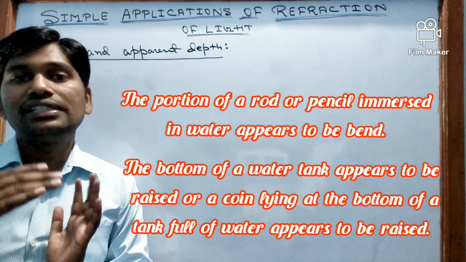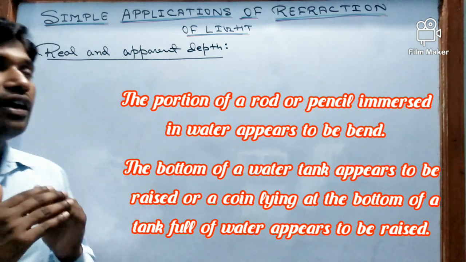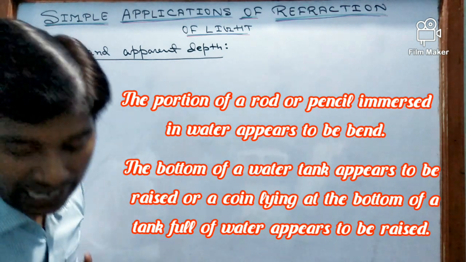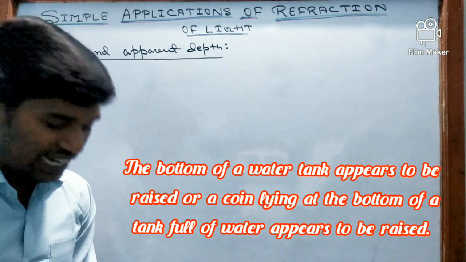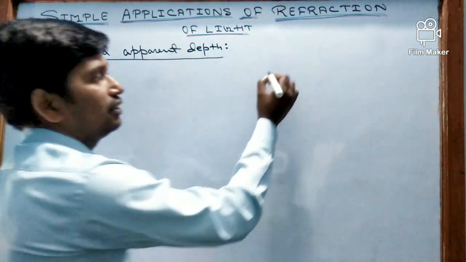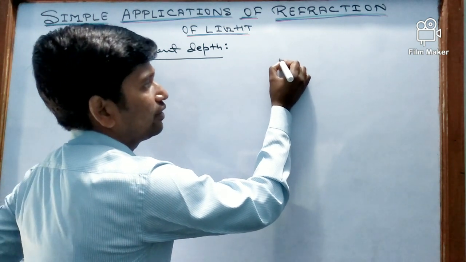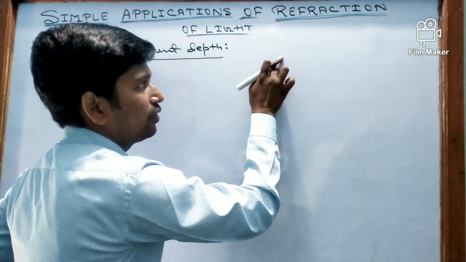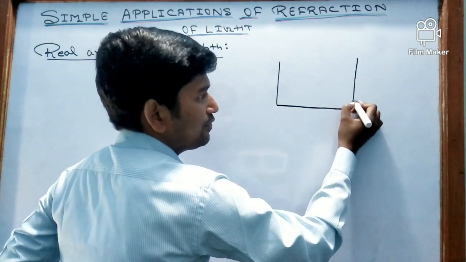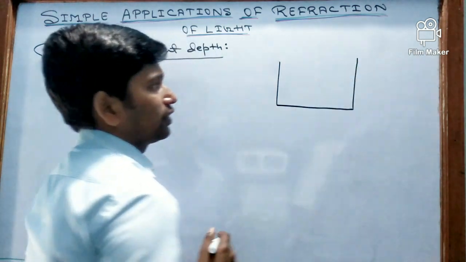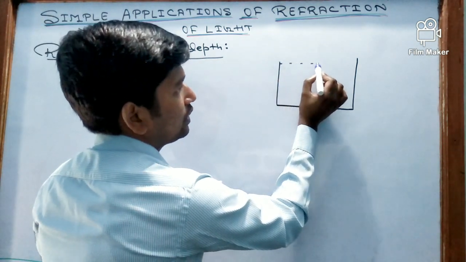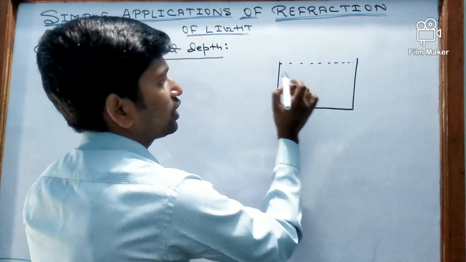So let us see about real and apparent depth. So what is real and apparent depth? For that we will see, let us have a tank. Let the tank be filled with water. Suppose it is filled with water till this level. Water is filled.